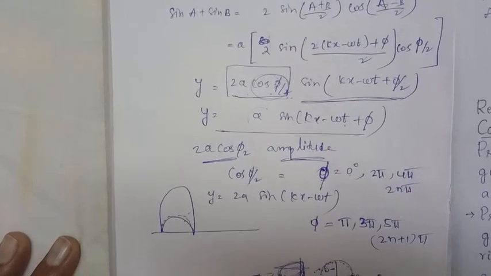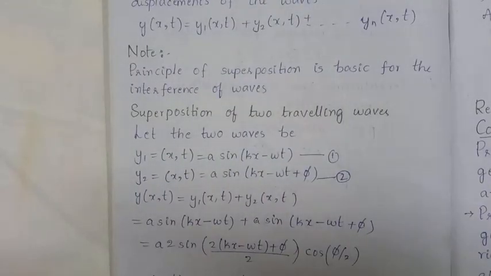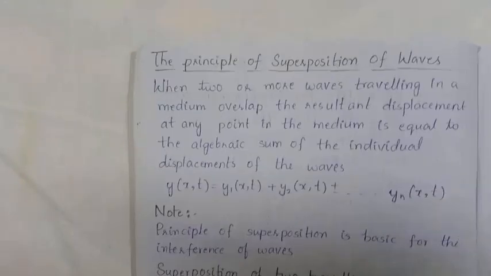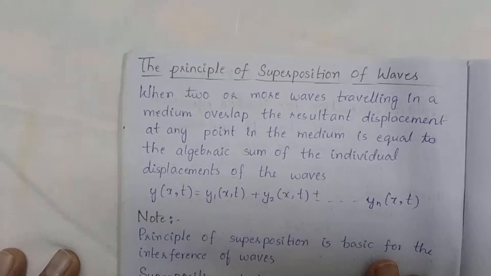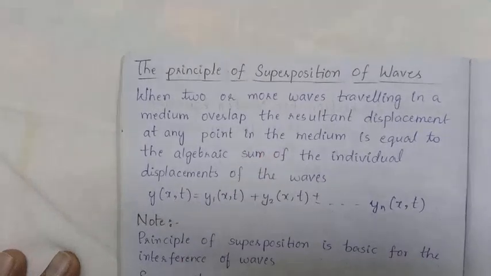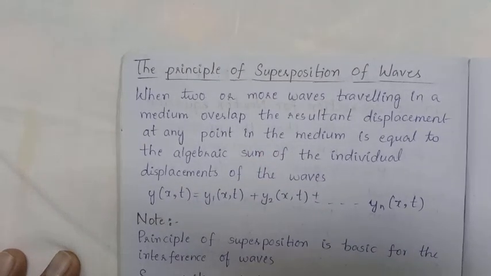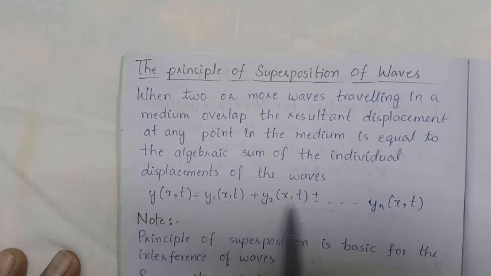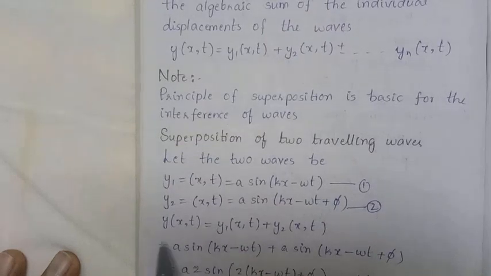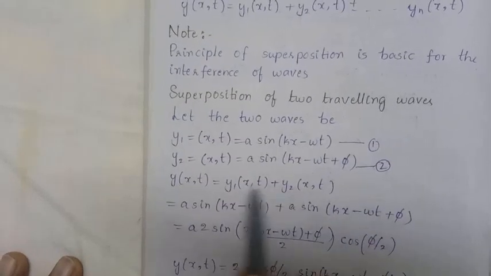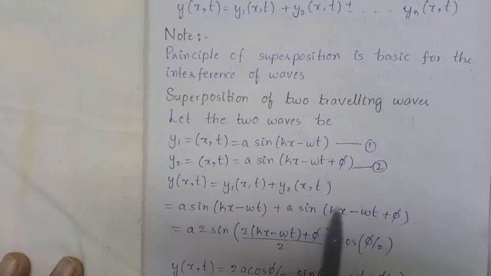Okay, so all of you once. So here, what is the statement of the principle of superposition of waves? First, it is the statement. When two or more waves traveling in a medium overlap, the resultant displacement at any point in the medium is equal to the algebraic sum of the individual displacements of the waves. So you have to add these two, the resultant amplitude. So you have to take the two waves. So the resultant wave means you have to add these.